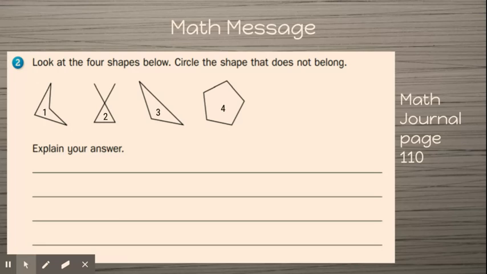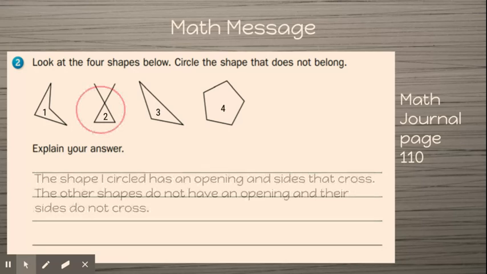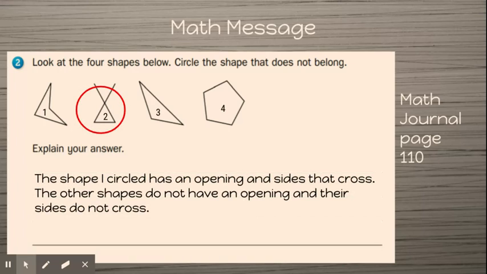Looking at the bottom, we're going to look at these shapes again, 1, 2, 3, 4. Circle the one that does not belong and type in the number or answer which number does not belong. You should have said that shape 2 does not belong. I want you to take a minute and type out why you think shape 2 does not belong. You should have said something similar to the shape I circled has an opening and the sides that cross. The other shapes do not have an opening and their sides do not cross.